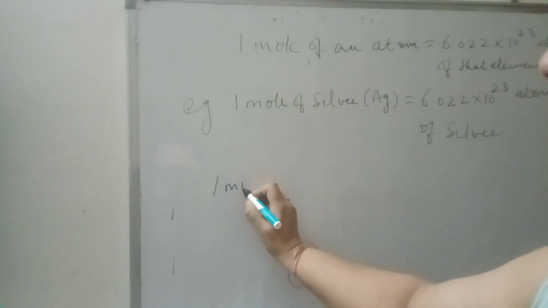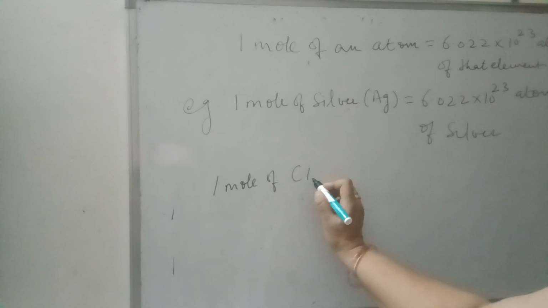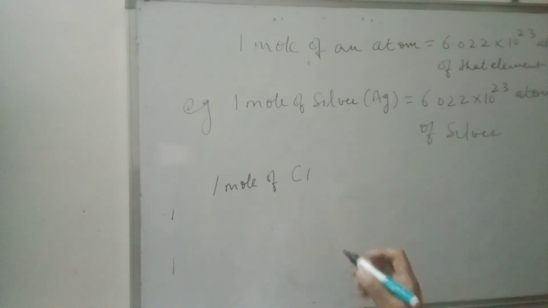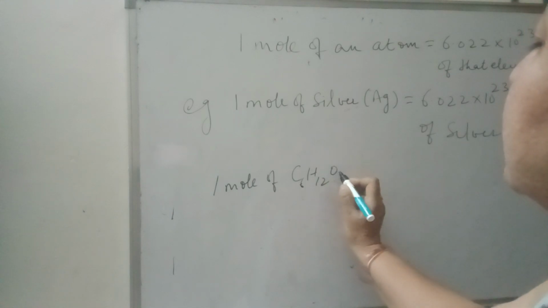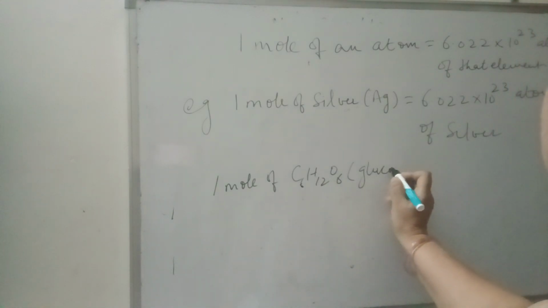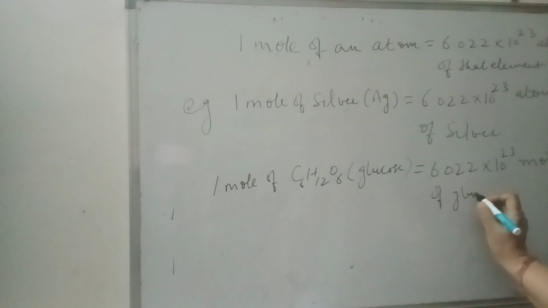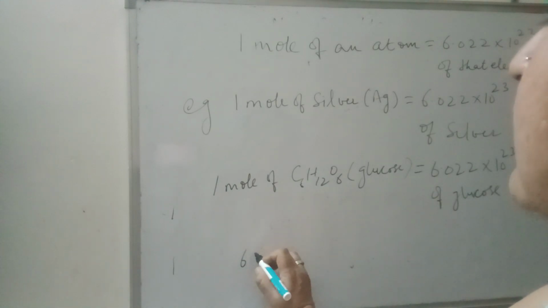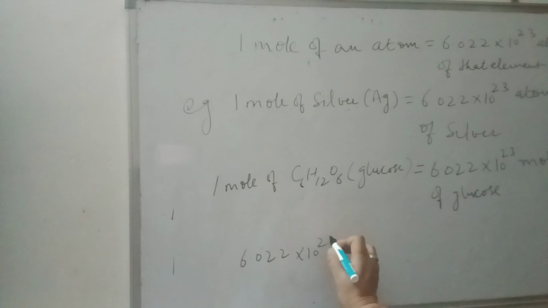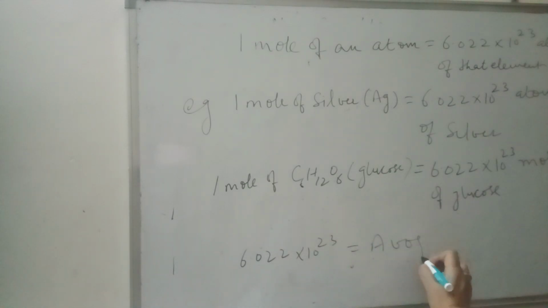1 mole of something different, C6H12O6, that is glucose. 1 mole of glucose is having 6.022 into 10 raised to the power 23 molecules of glucose. Because glucose is a compound and its smallest unit is a molecule. Now, what is 6.022 into 10 raised to the power 23? It is called Avogadro number.